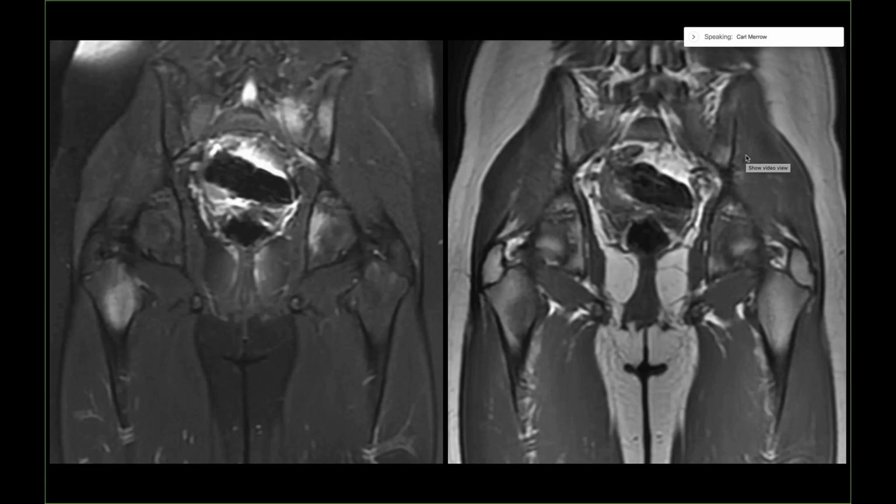And so, given that you've got multiple lesions scattered around the pelvis and the proximal femurs, and some of them kind of come up to growth plates, and they're in sort of a distribution that can often be seen with chronic recurrent multifocal osteomyelitis, that was definitely the first thing that came out of my mouth.